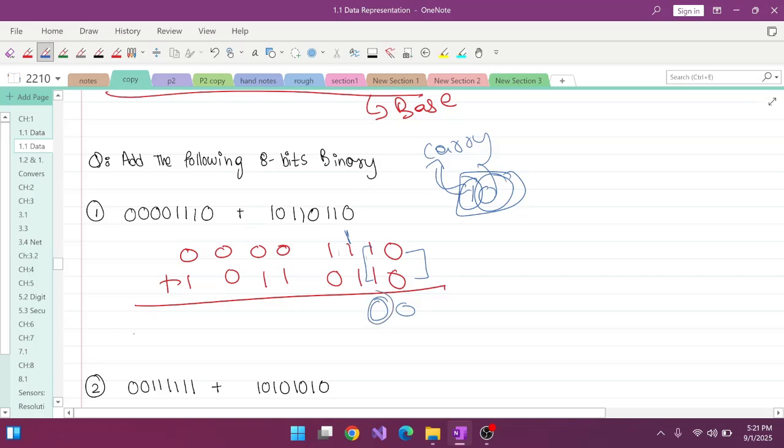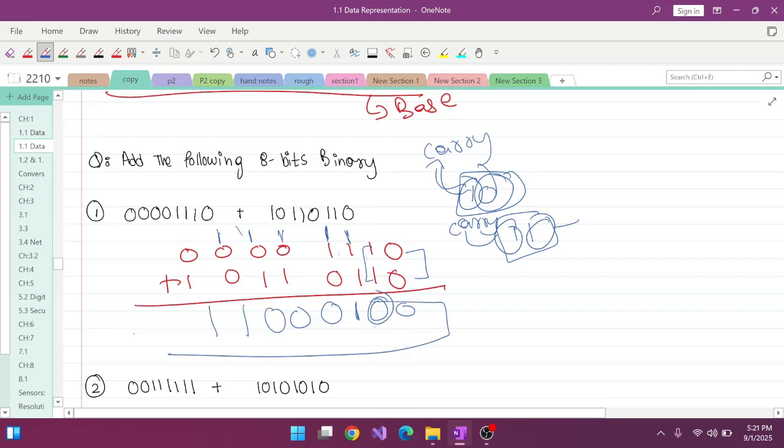Then when there are three 1s, we have the answer 1 and 1. So 1 carry and this one will be sum. So 1 carry and 1 is sum. When there are two 1s, 1 carry, 0 is sum. 1 0 plus 1 1. So this is how we add two binary numbers. We don't convert, we just add.